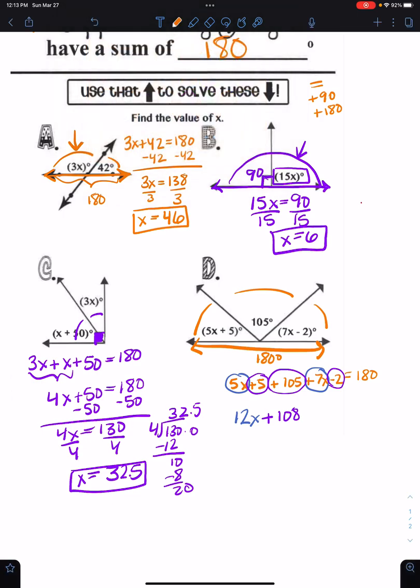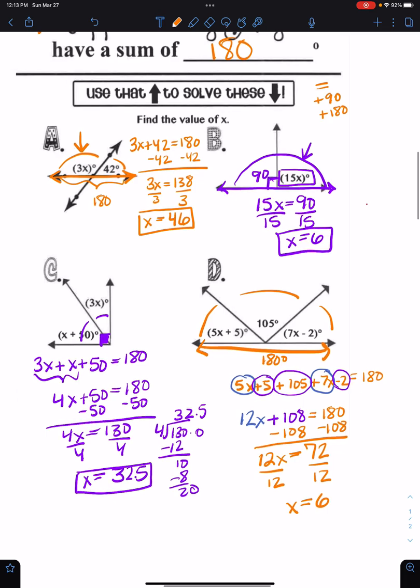And that equals 180. Then I know how to solve a two-step equation by undoing the constant term first. That's going to give me 72. And then divide both sides by 12 to undo the coefficient. So this one is also 6, like one of the other ones we got above.